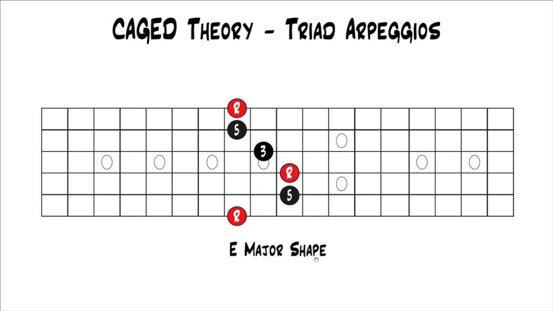Now we're on the E chord. We've gone C, A, G. Now we're on E. So here's your E major shape CAGED chord. This isn't an arpeggio because of the root to the 5. You need a 3 in between there.